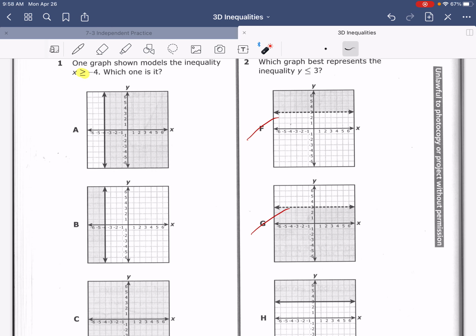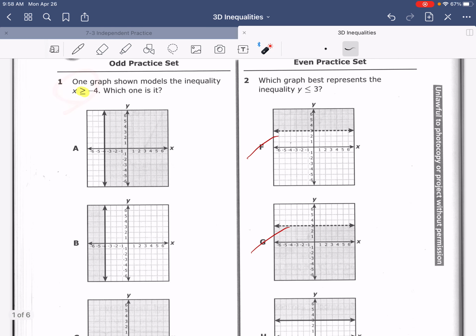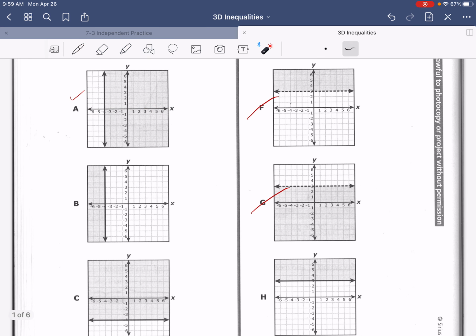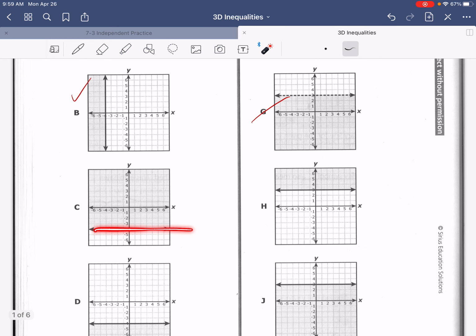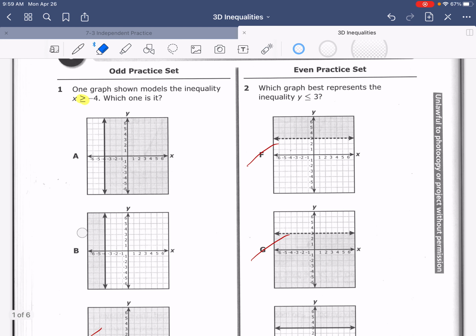So let's look at -4. We have all of these, all of them -4, but we are looking for x, right? Look at this line. Is it touching the x value? Is this -4 an x value? Yes, because these are x's, correct? But this -4 is on the y-axis, which means this one is a y value, so this one cannot be it. Same thing for here. So the answer is going to be either A or B.